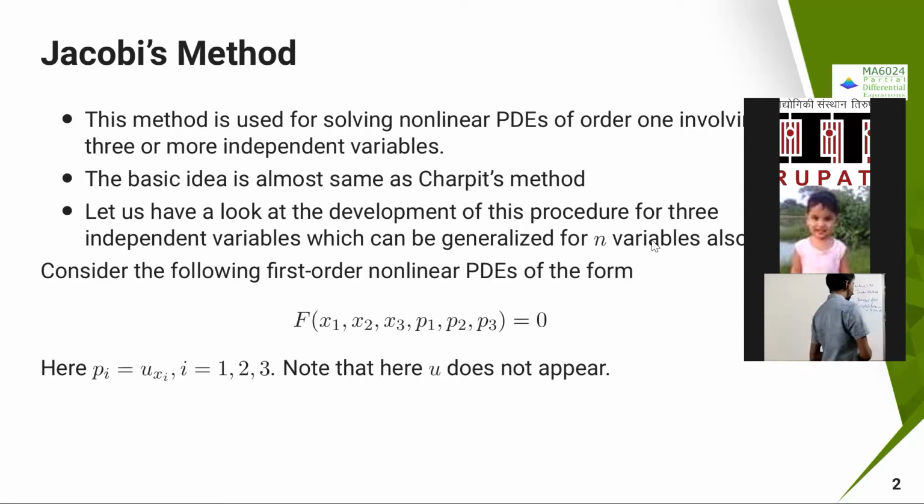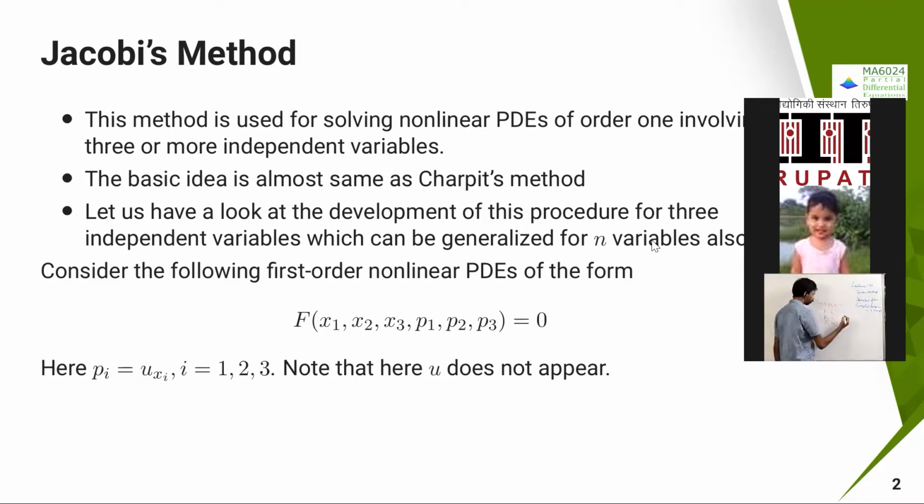The basic idea is the same as the Charpit method, but the procedure will be a little different. Let us develop the procedure for three independent variables. Then that can be generalized for n variables also. So let us consider the following first order nonlinear PDE: f of x1, x2, x3, p1, p2, p3 equal to 0. Here p1 equal to u_x1, p2 is equal to u_x2, p3 is equal to u_x3. So three variables are there.